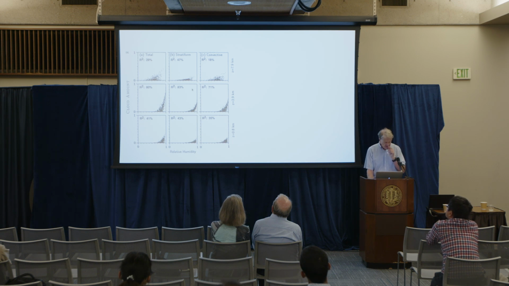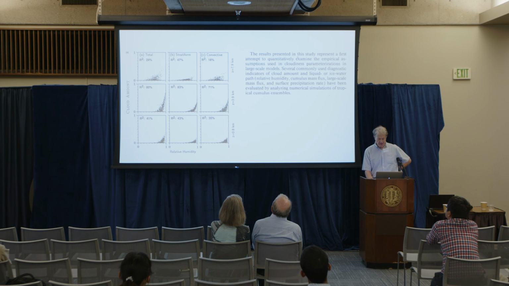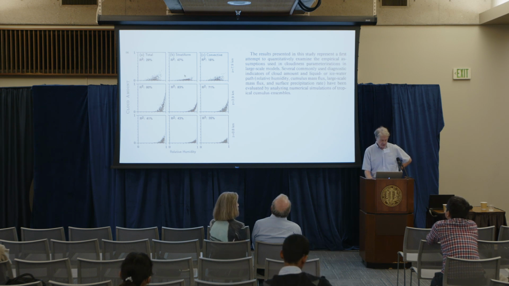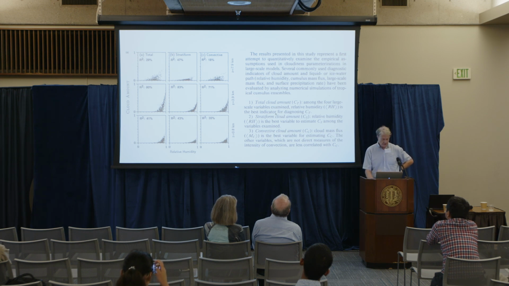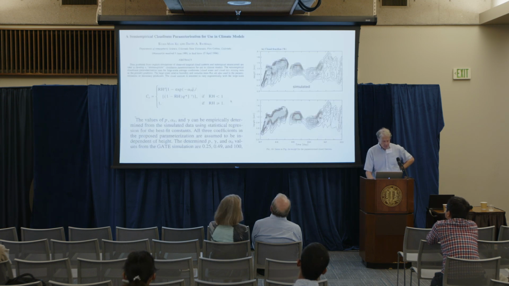We also divided into stratiform and convective type of clouds. The details here aren't important, but the main thing is that these were the first attempt to quantitatively examine these empirical assumptions that were used. And there are some conclusions here. It turns out relative humidity was, at that time, best for diagnosing it. Well, it turns out we didn't look at some variables that were actually better, which Dave and Kwanman looked at a few years later. So this was an advance.